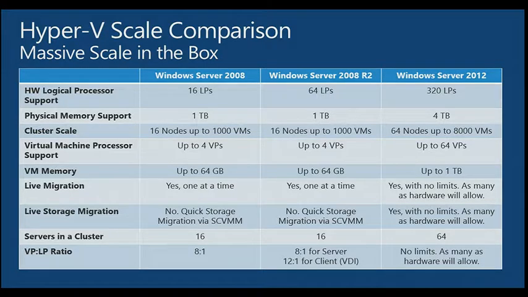So Hyper-V scale. You've probably had time while I've been ranting to have a look at some of that stuff. We've taken the feedback on board. We scale massively. So 320 logical processors supported in the hardware, up to 4 terabytes in your physical hardware. Cluster scale, 64 nodes in a cluster, up to 8,000 VMs in a cluster.